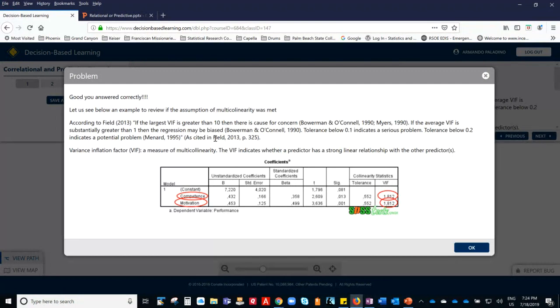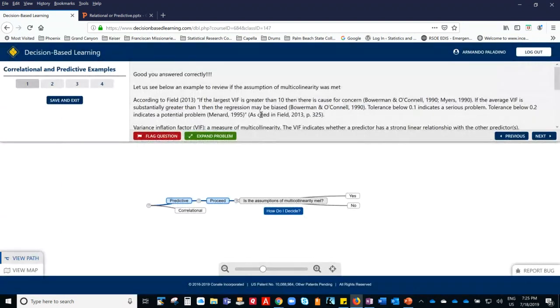Now, you see what the value of VIF is here. So the question is, I was thinking of going to the gym, but it was raining. But now, is the assumption of multicollinearity met, yes or no? Well, let's go ahead, how do I decide?